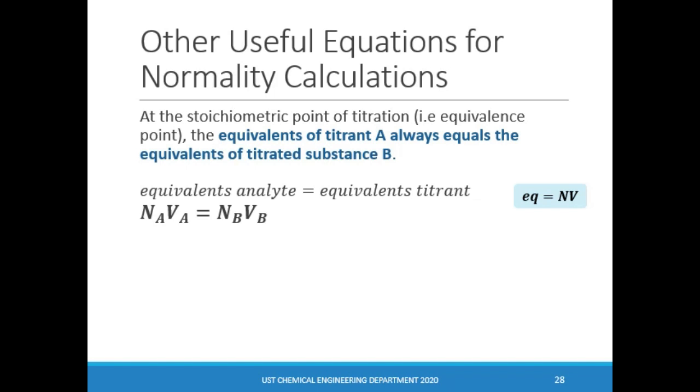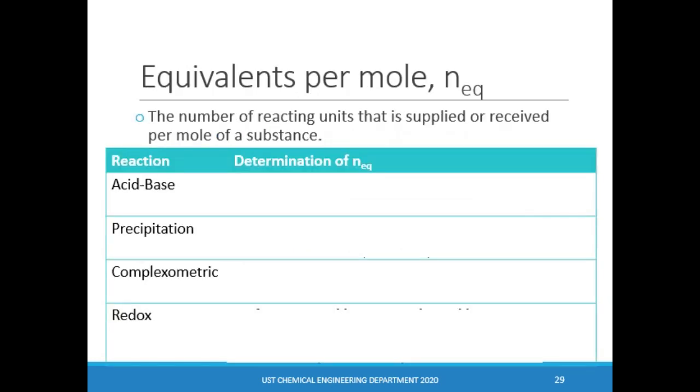Another equation that is very useful is the relationship of molarity and normality. If you wish to convert from molarity to normality, you only need to multiply the molar concentration by the equivalents per mole factor N. Now, how do we get the equivalents per mole factor N of a substance? This parameter is defined as the number of reacting units that is supplied or received per mole of a substance. Determining the value of factor N depends on what type of reaction there is.